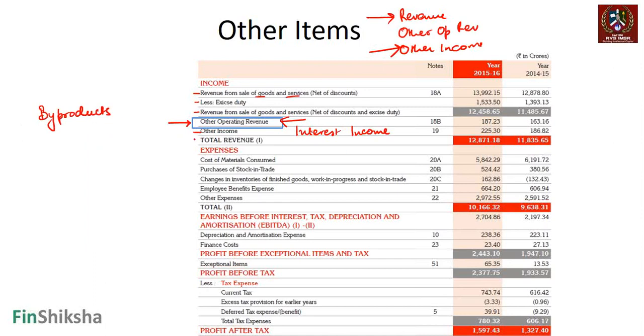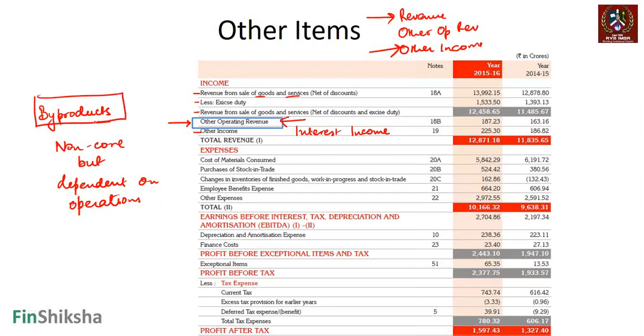So this is income that is not core to the business. So this is a non-core income, but it's dependent on operations. Dependent on operations. If the operations do not happen, this does not come in. So the classic example is a byproduct.